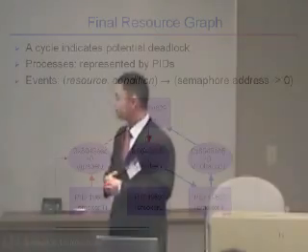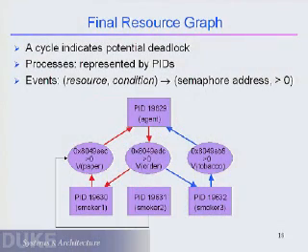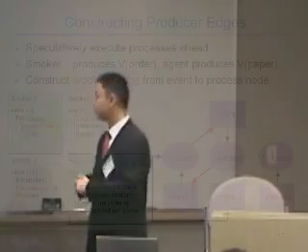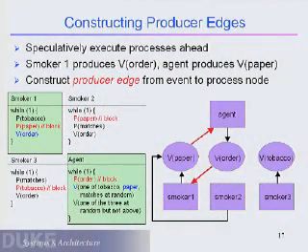Similarly, if we consider the agent process, let's assume after it's unblocked, it does a V paper operation. Then we get another producer edge here. Eventually, if we just do the same thing for each individual long sleeping process, we get this resulting graph.